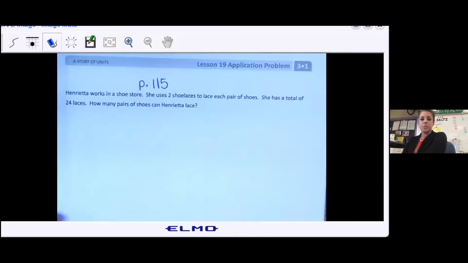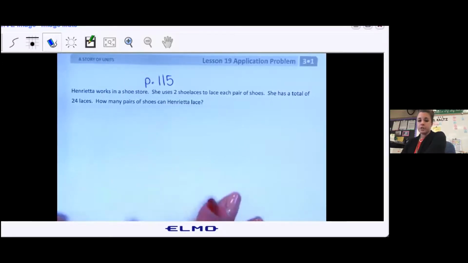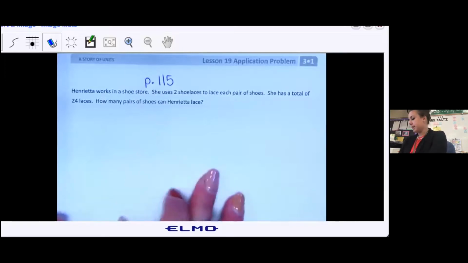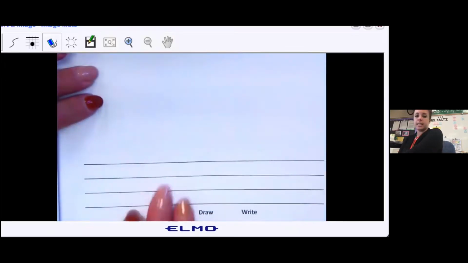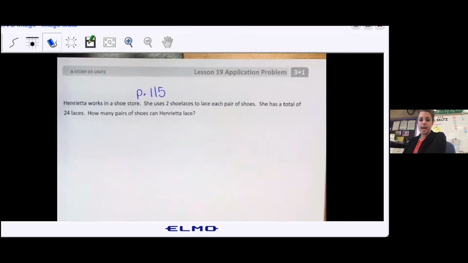This says Henrietta works in a shoe store. She uses 2 shoelaces to lace each pair of shoes. She has a total of 24 laces. How many pairs of shoes can Henrietta lace? It's really going to help if you draw a picture for this. So please pause the video, try to draw it out, try to write a number sentence, and then write your answer in sentence form at the bottom. Okay, pause. I want you to try that right now.